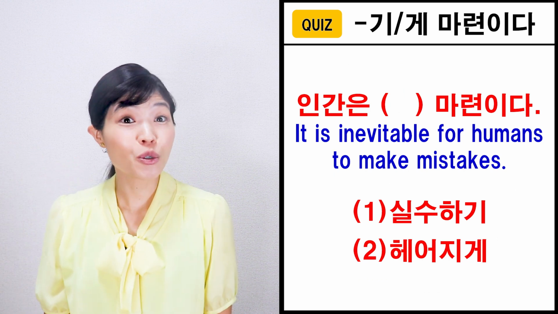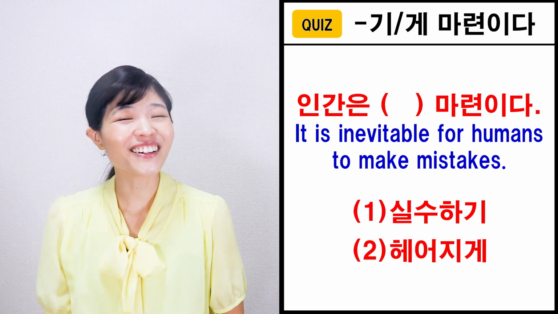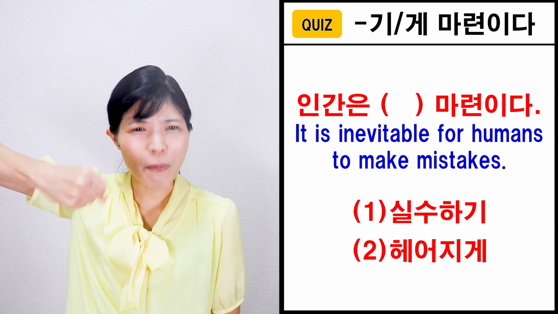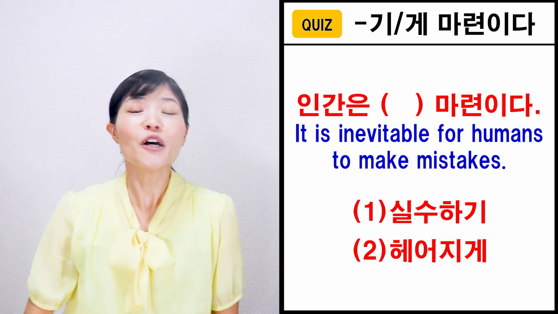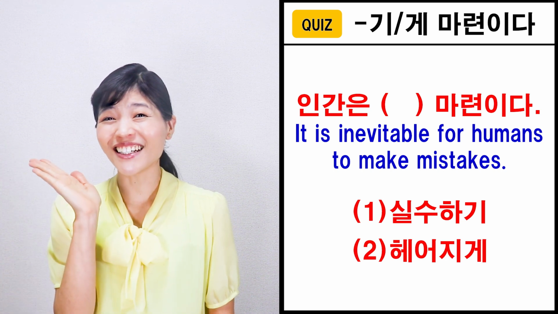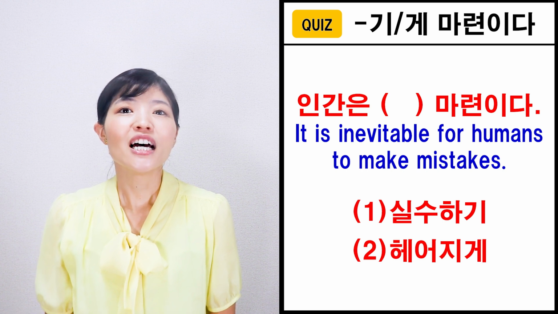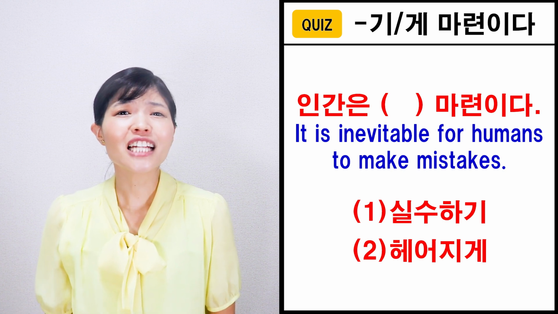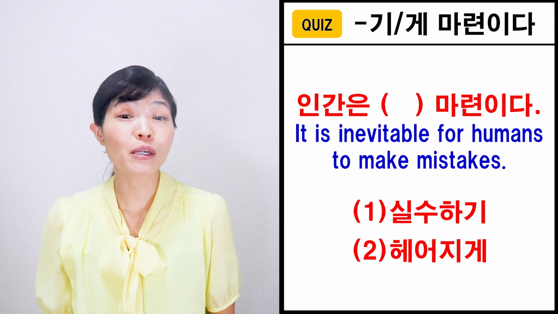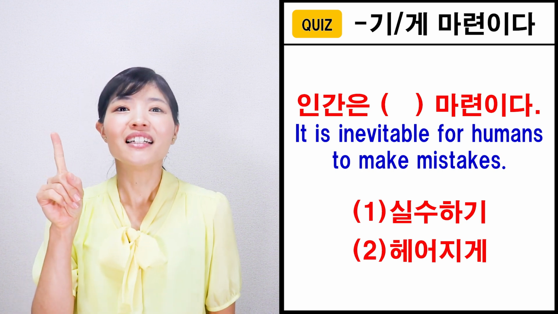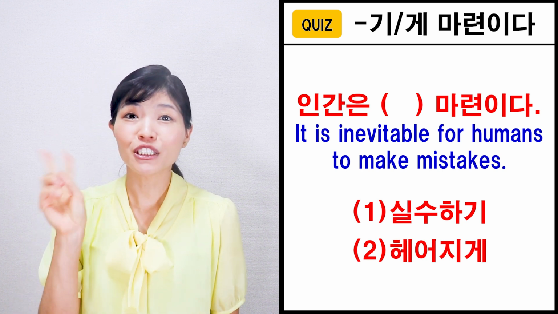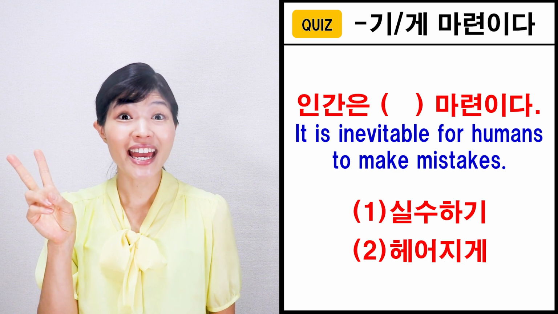Quiz! Did you get the nuance of 기 마련이다? Then let's deepen our understanding with some quizzes. Which one is the correct answer? 인간은 ___ 마련이다. It is inevitable for humans to make mistakes. Number 1, 실수하기. Number 2, 헤어지게.